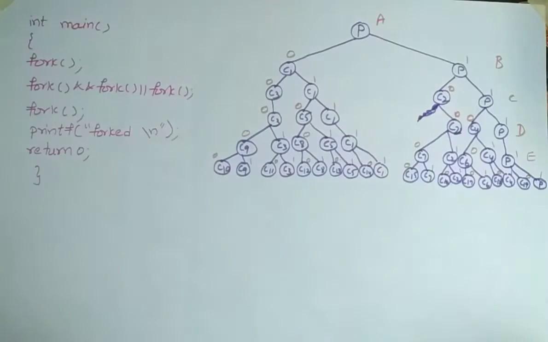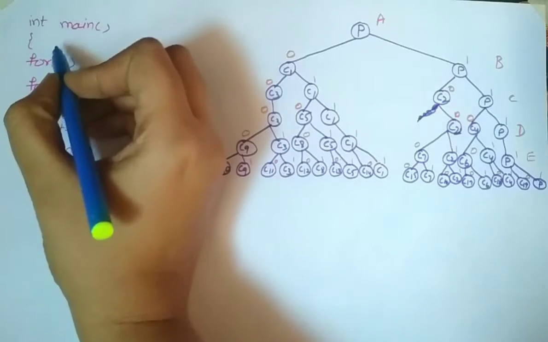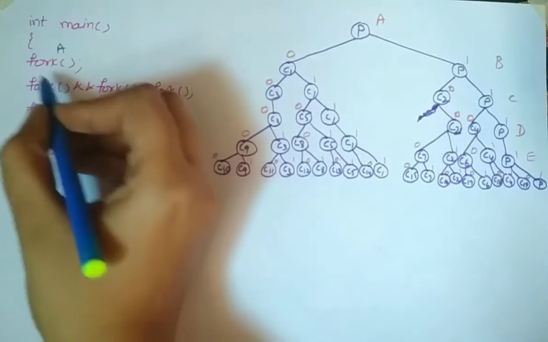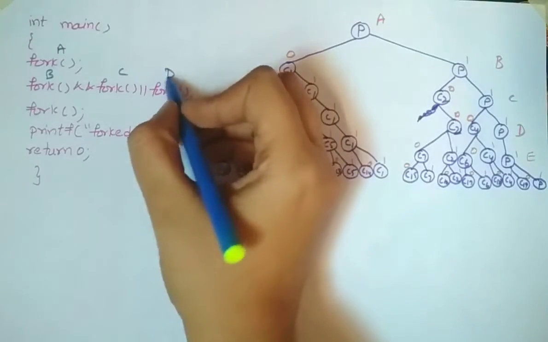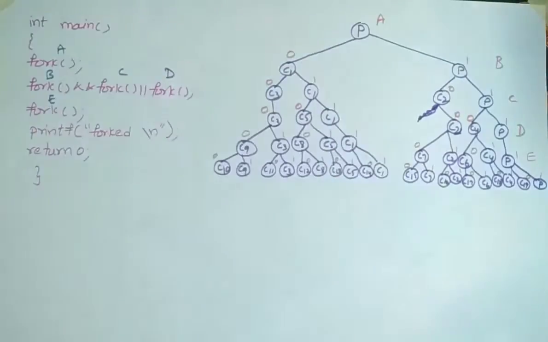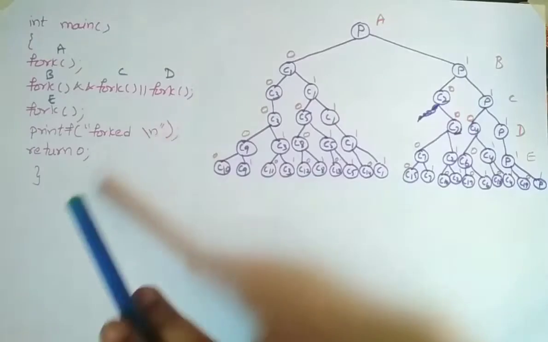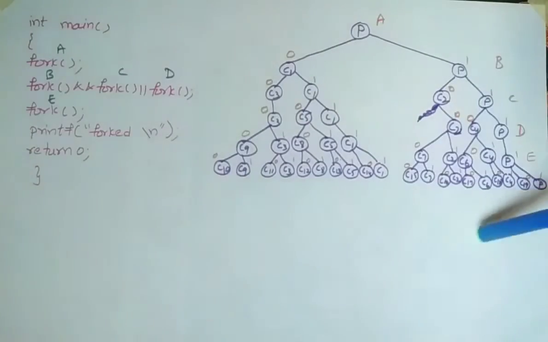Let us suppose we consider the first fork as A, the second one as B, the third fork as C, then fork D, and the last one as fork E. Here we are going to solve this problem in the format of a binary tree. You can solve this problem in any way, but it will be simpler and easier to understand if you solve it in the format of a binary tree.